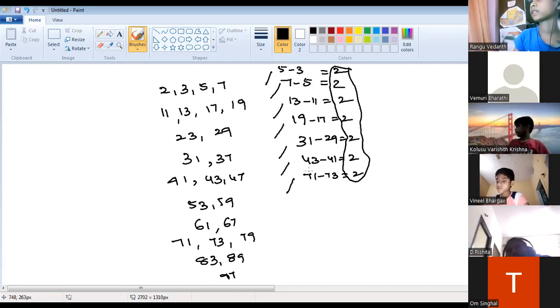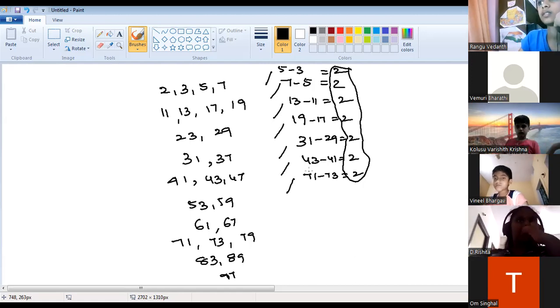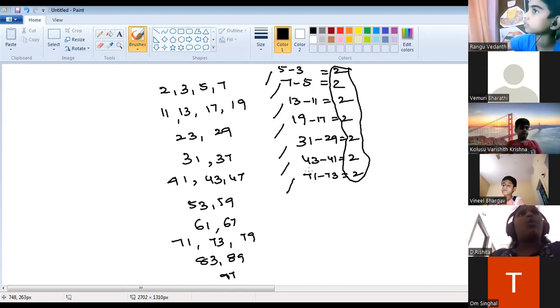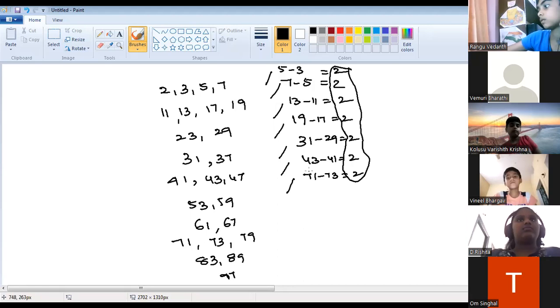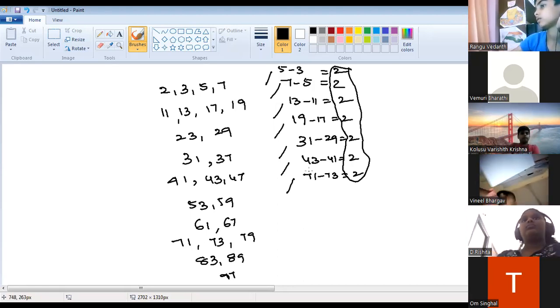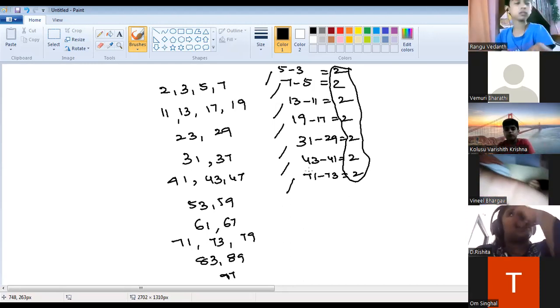Any other children? Please check if anywhere. Ma'am, 83, 89, 97. Yes, but in other cases we won't get. Suppose you take 79 and 83, the difference is 4. 89 and 97, the difference is 8.